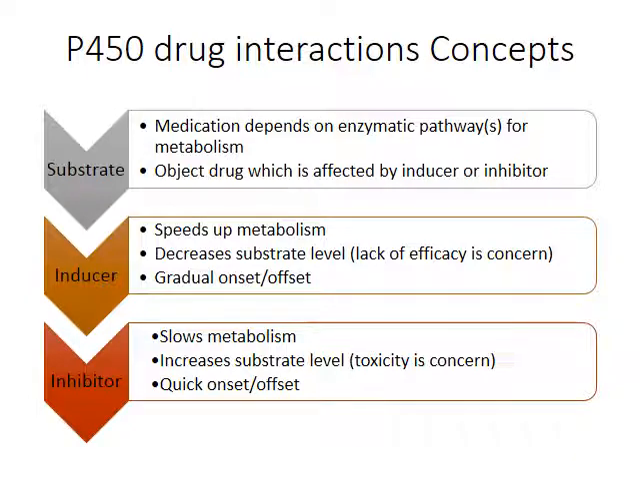The inhibitor is doing the opposite. The inhibitor is also having an effect on the isoenzyme, but it's actually going to make the isoenzyme sleepy. It's going to make the isoenzyme work much slower, so it's slowing the metabolism. And now the substrate is not being metabolized as quickly and can build up in the body and cause toxicity and cause higher levels of that medication than predicted.